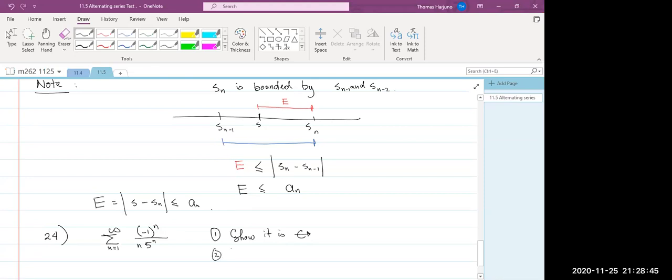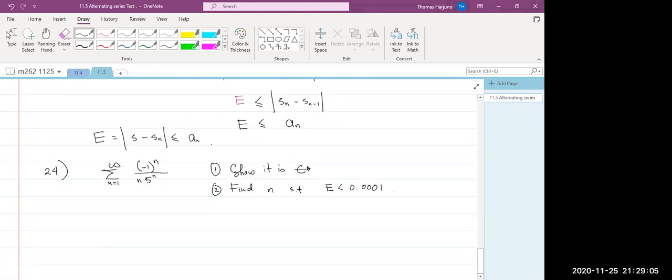Second, find the number of terms so that the error is less than 0.0001. How many terms do you need to add such that the error is less than the fourth decimal place? Solution. The first one I think is quite easy.